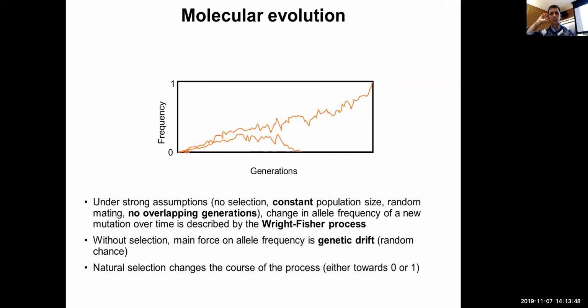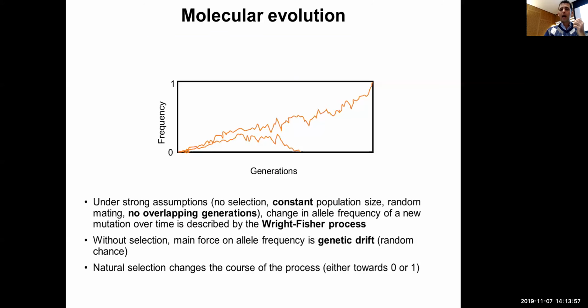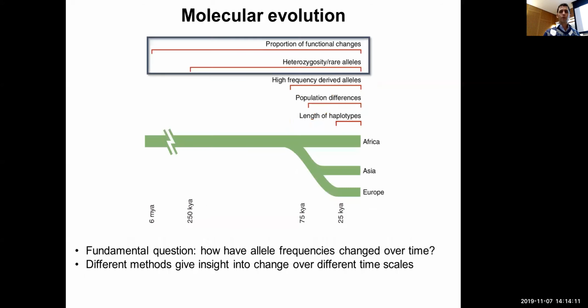Great. And then natural selection can change the course of this process either towards 0 or towards 1. So now we can basically ask, how can I find evidence of selection? Of something pushing me away from this Hardy-Weinberg equilibrium. Everybody with me so far? Raise your hands if you're following. Awesome, great.